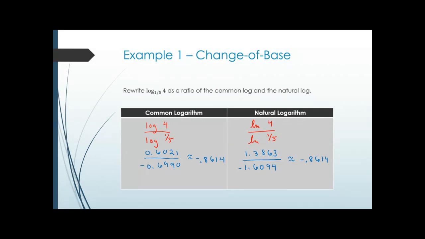So you can use the change of base, you can use the log, or you can use the natural log. It doesn't matter. You get the same answer either way. So it's all about what is easiest to access on your calculator. Are there any questions on this example?